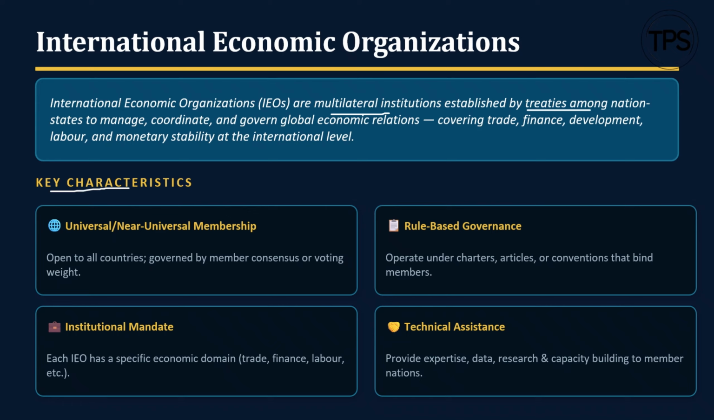The key characteristics. What does it mean? International Economic Organizations refers to the World Trade Organization, International Monetary Fund, and World Nations. These are the international economic organizations where they don't only cover trade, but along with trade they cover finance, development, labor, and monetary stability at the international level. They don't concentrate on particular countries, but deal with countries at the international level.